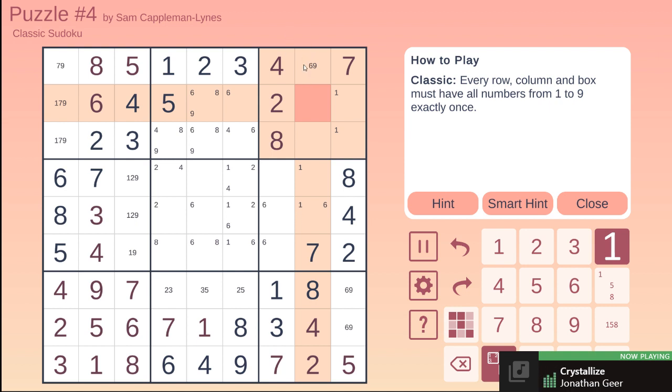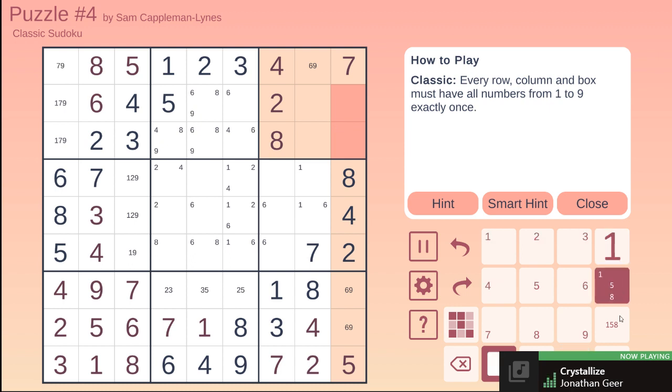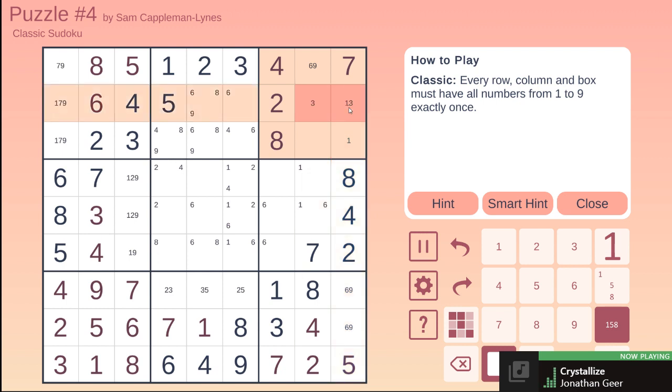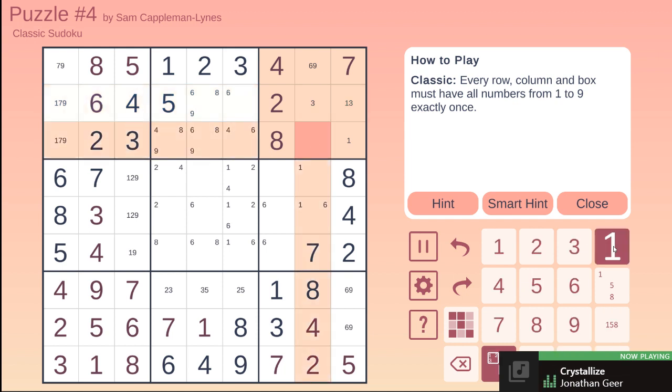This is a 6, 9. What could this be? Well, what other digits are left in this box? We know one of those is a 1. There's a 3 missing, which could be either of these. There's a 5 missing, which could be only this. This has to be a 5.